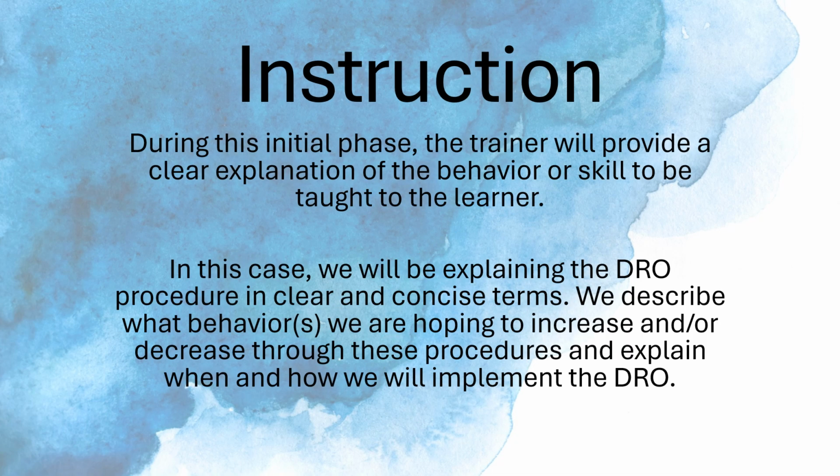During the instruction phase, the trainer will be providing a clear explanation of the behavior or skill to be taught to the learner. In our case, we will be explaining the DRO procedures in clear and concise terms. We describe what behavior or behaviors we are hoping to increase and or decrease through these procedures, and explain when and how we will implement that DRO procedure.